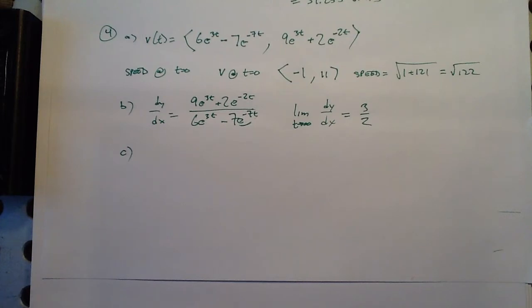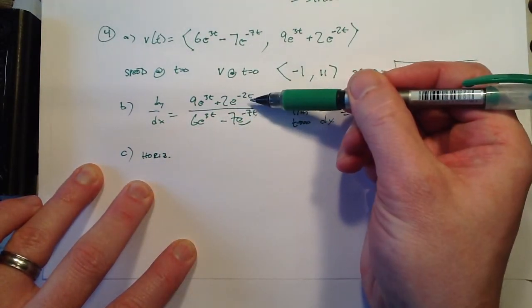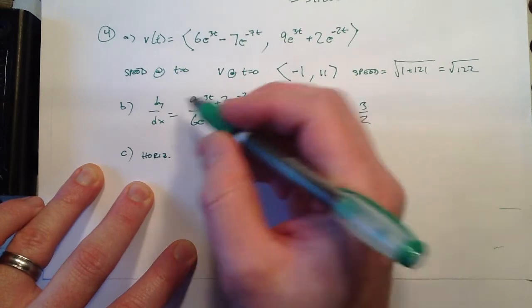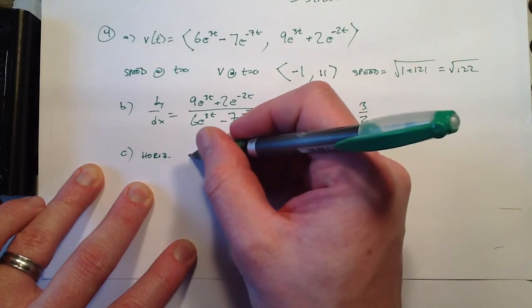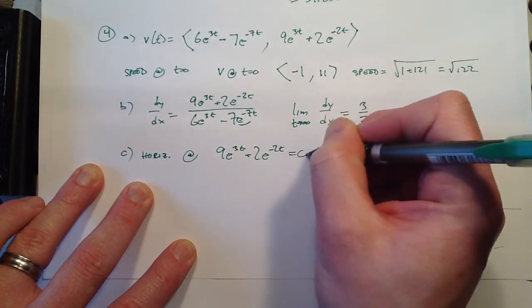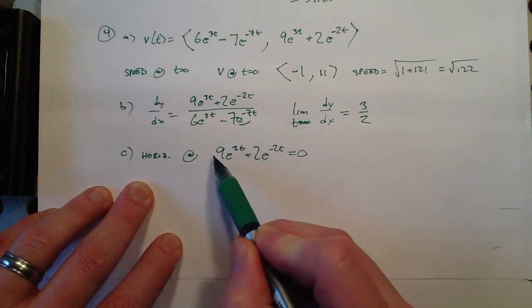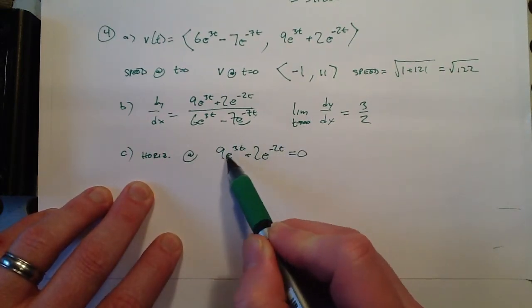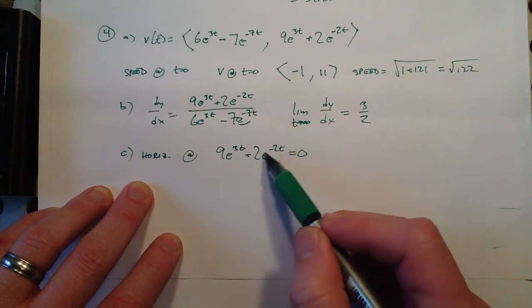C. Find each value t at which the tangent line to the path of the particle is horizontal, or explain why none exist. For the tangent line to be horizontal, we need the top of this to be equal to 0, right? Tangent lines are horizontal when the slope is 0 and fractions equal 0 when the top's 0. So that happens when 9e to the 3t plus 2e to the negative 2t is equal to 0. And that ain't never going to happen because this is 9 times e to the 3t. E to the 3t is always a positive number, and e to the negative 2t is still always a positive number, although it can get very close to 0, right?